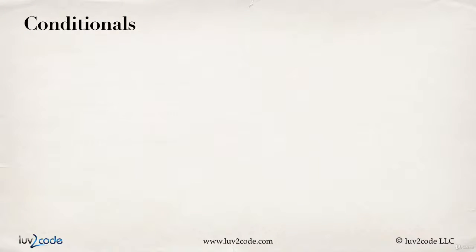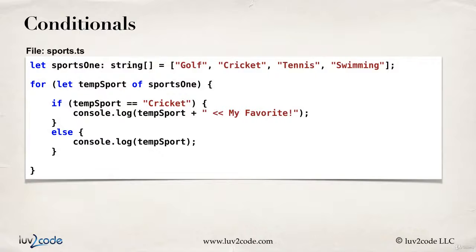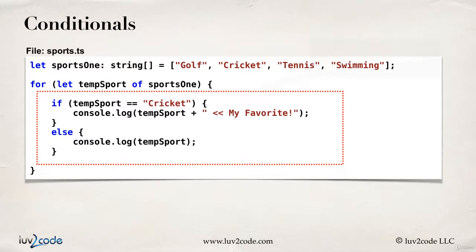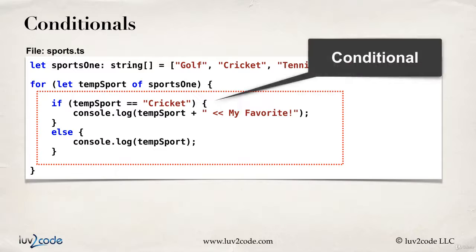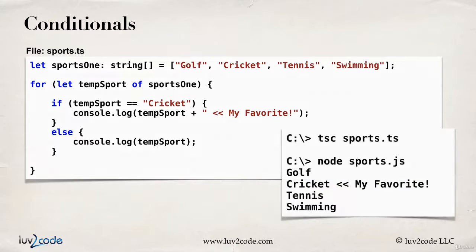And then we can also make use of conditionals in our for loops. So here is the code from the previous slide, but I'm just adding in a new section here. So I'll say if tempSport equals cricket, then that's our conditional. Here I'll say console.log the tempSport plus my favorite, I love cricket. Else we simply print out the sport. And so when we run this one, we'll see golf, cricket, my favorite, and then tennis and swimming.